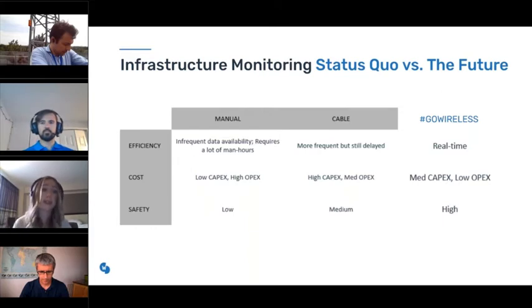It's more frequent, but still delayed for the data that you're getting. A really high capex, I mean, including the cabling, it's just a really expensive cost up front. Medium operating costs, and the safety is a little bit better because you're getting more information. But then really moving into the wireless monitoring options, you've got real-time data, medium capex for investment, really low operating costs, and the safety is really high. You're getting this data more regularly, and it's more reliable, and so you're able to make better data-driven decisions.